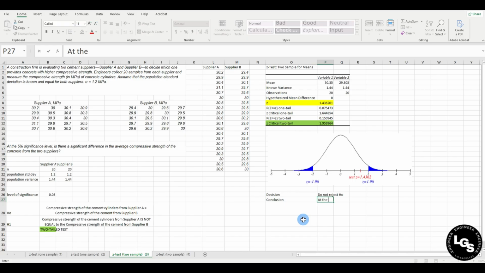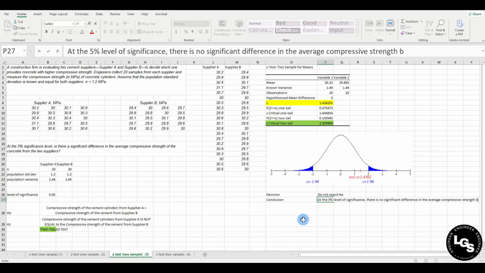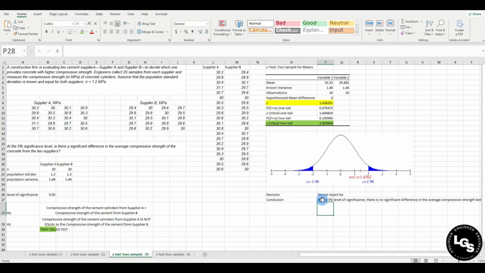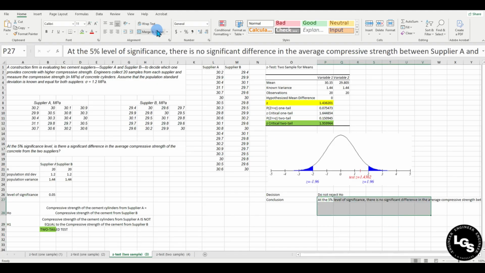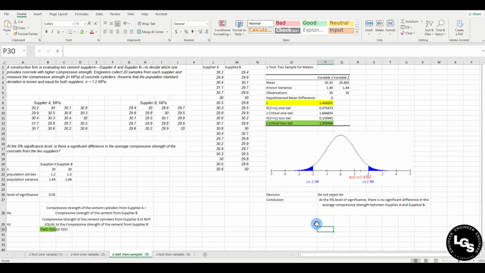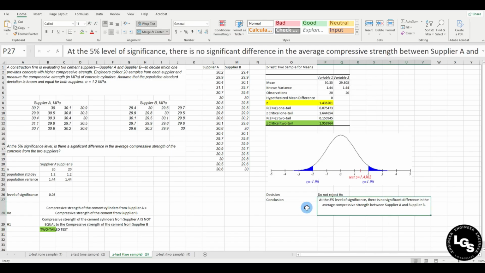So at the 5% level of significance, there is no significant difference in the average compressive strength between supplier A and supplier B. So that is our conclusion for this test, because we did not reject the H0, so there is no significant difference in the average compressive strength between supplier A and supplier B.